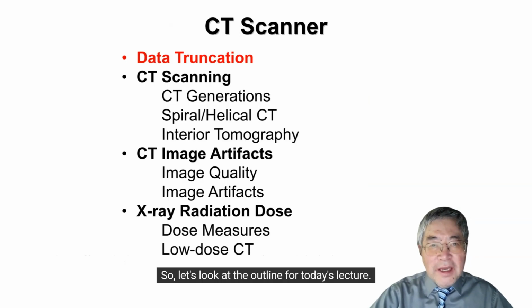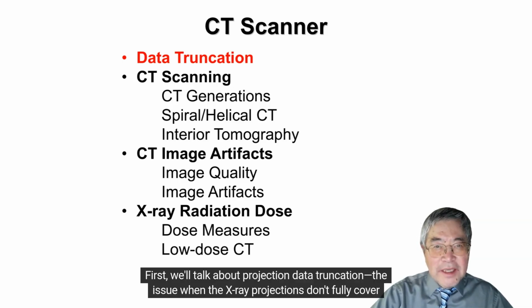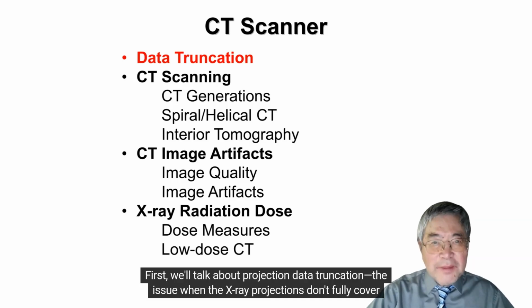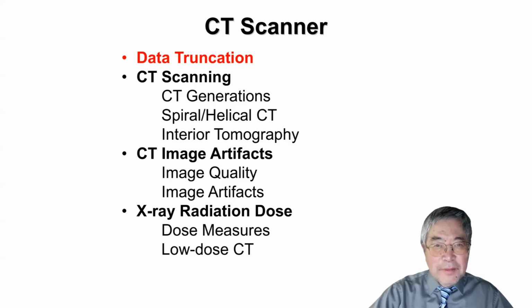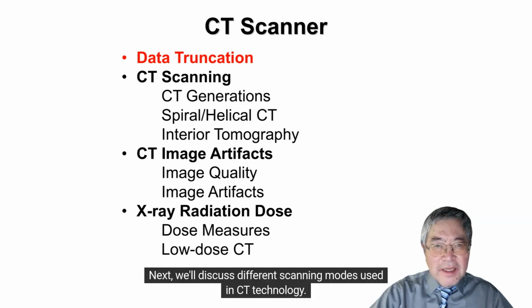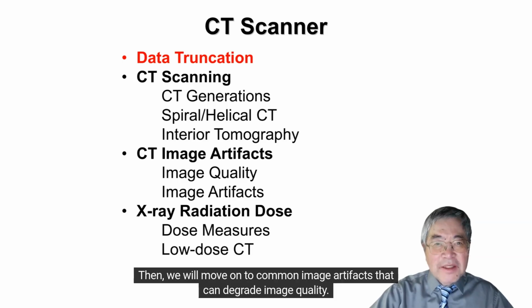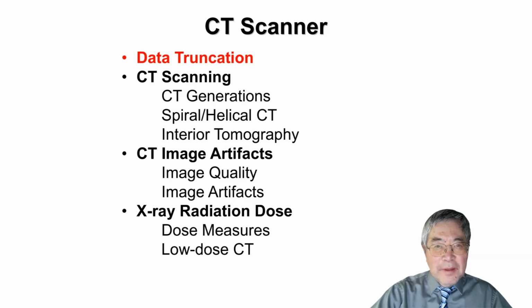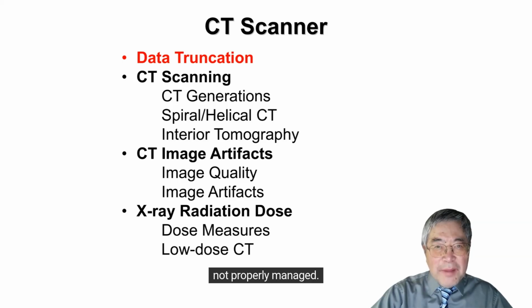So let's look at the outline for today's lecture. First, we'll talk about projection data truncation, the issue when the X-ray projections don't fully cover the object, which can cause artifacts. Next, we'll discuss different scanning modes used in CT technology. Then we will move on to common image artifacts that can degrade image quality. Finally, we'll cover X-ray radiation dose, which is important because it can be harmful to patients if not properly managed.